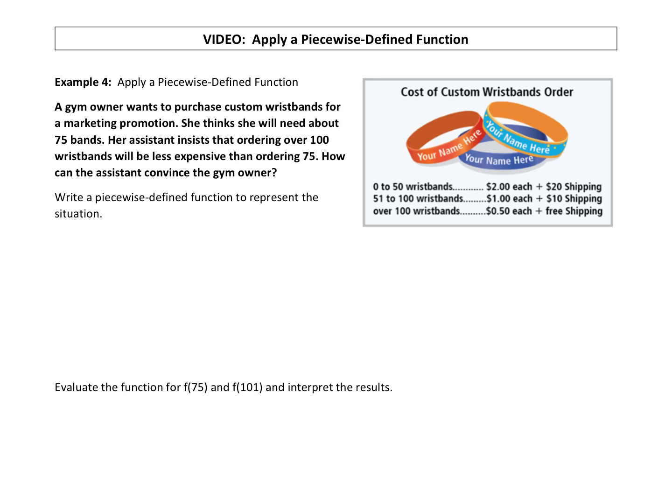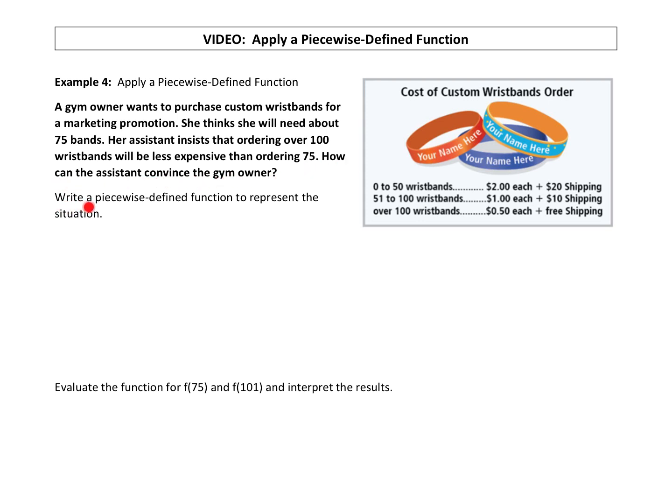All right, let's look at an application of piecewise-defined functions. So again, here's where it exists in the real world, are these word problems that you guys love to look at. A gym owner wants to purchase custom wristbands for a marketing promotion. She thinks she will need about 75 bands. Her assistant insists that ordering over 100 wristbands will be less expensive than ordering 75. How can the assistant convince the gym owner?